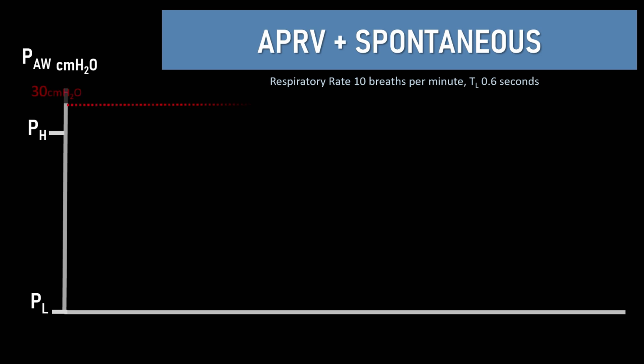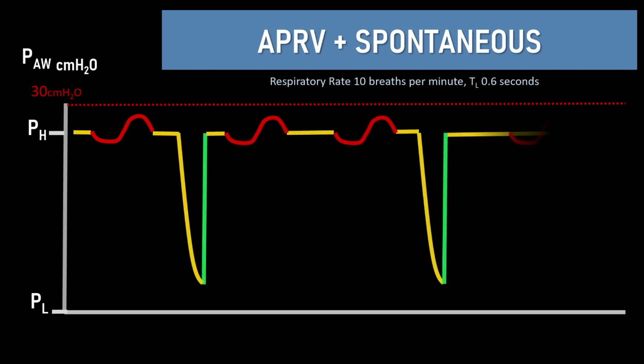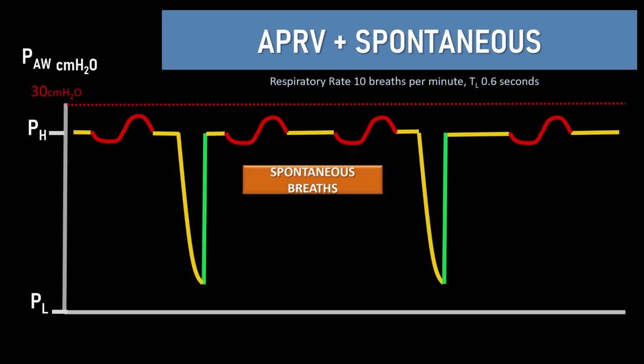I'm going to draw a pressure limit here of 30 centimeters of water. The reason for this, of course, is because decades of research have shown that lung stretch beyond 30 centimeters of water is associated with ventilator-induced lung injury. So let's see what happens. You can see that Harry is taking spontaneous breaths, while the ventilator is facilitating them while maintaining airway pressure.